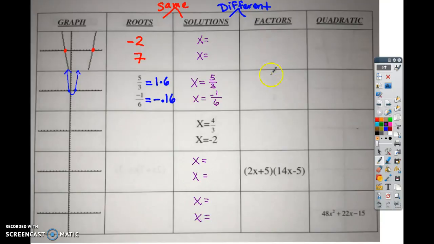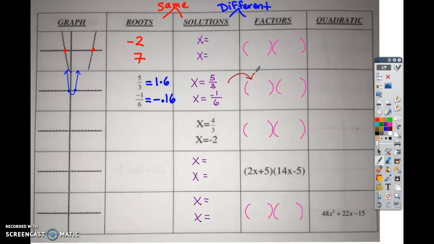Just like the factors right here, all of them need to be written with parentheses. So factors look like this on all of these, front and back, just like they wrote them here. But they're going to be different. Now, it's kind of hard to just move it over and change the sign. That's not how it works. So I'm going to show you how to get from the solutions to the factors.